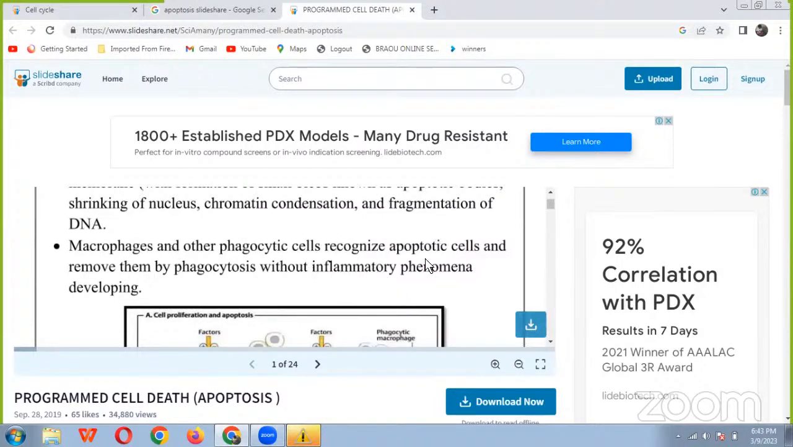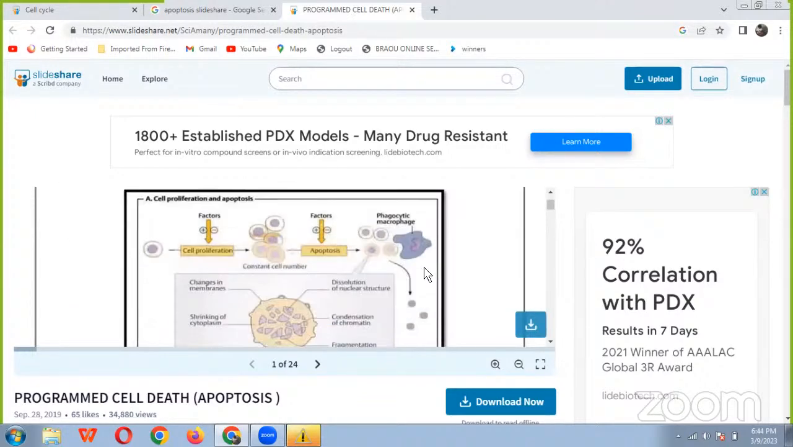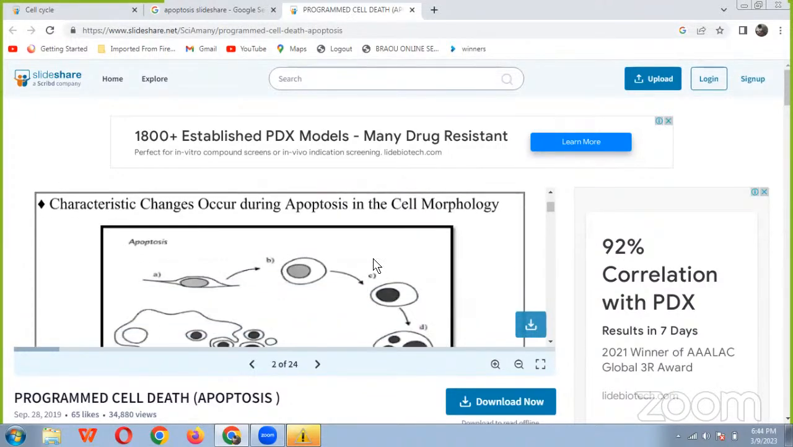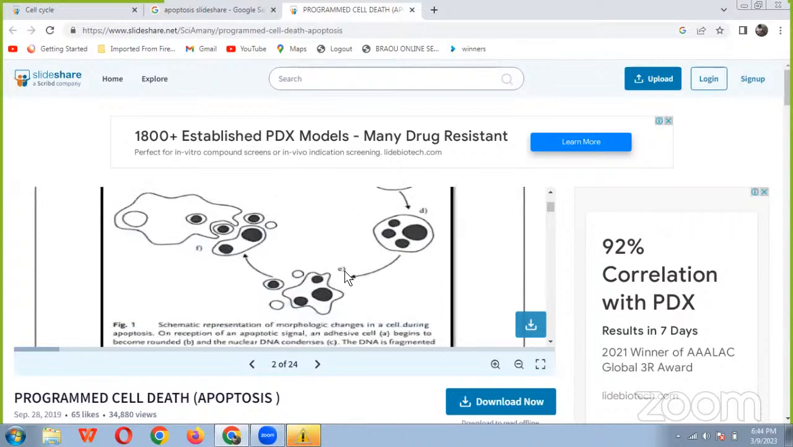This leads to cancer. Apoptotic cells are removed by phagocytes without an inflammatory reaction developing. This is the apoptosis diagram, showing some of the characteristics of apoptotic cell morphology.